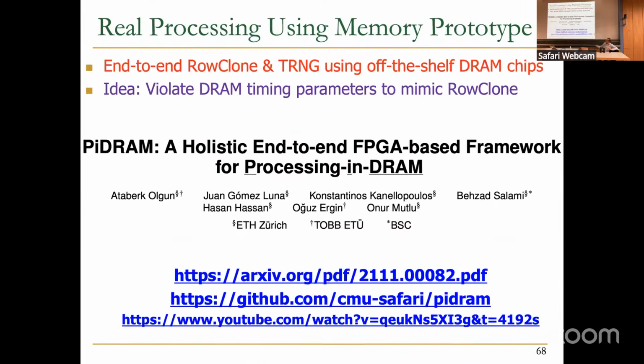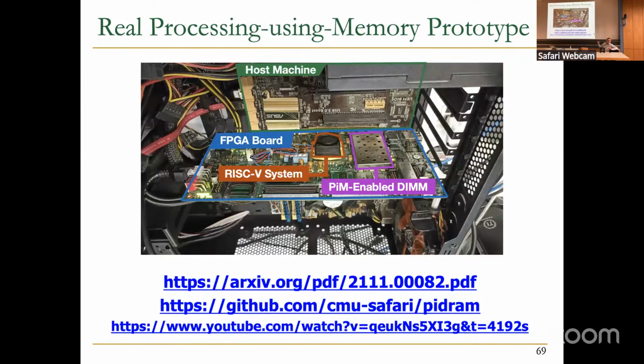We built on their work, and we introduced this PiDRAM infrastructure, which is essentially an end-to-end infrastructure where we violate the DRAM timing parameters to perform RowClone. We also violate the read timing parameters, or activate timing parameters when you're reading, to do true random number generation. I'm going to explain that later. This is a very interesting infrastructure. I think there needs to be more infrastructure built in this area for DDR4, DDR5.